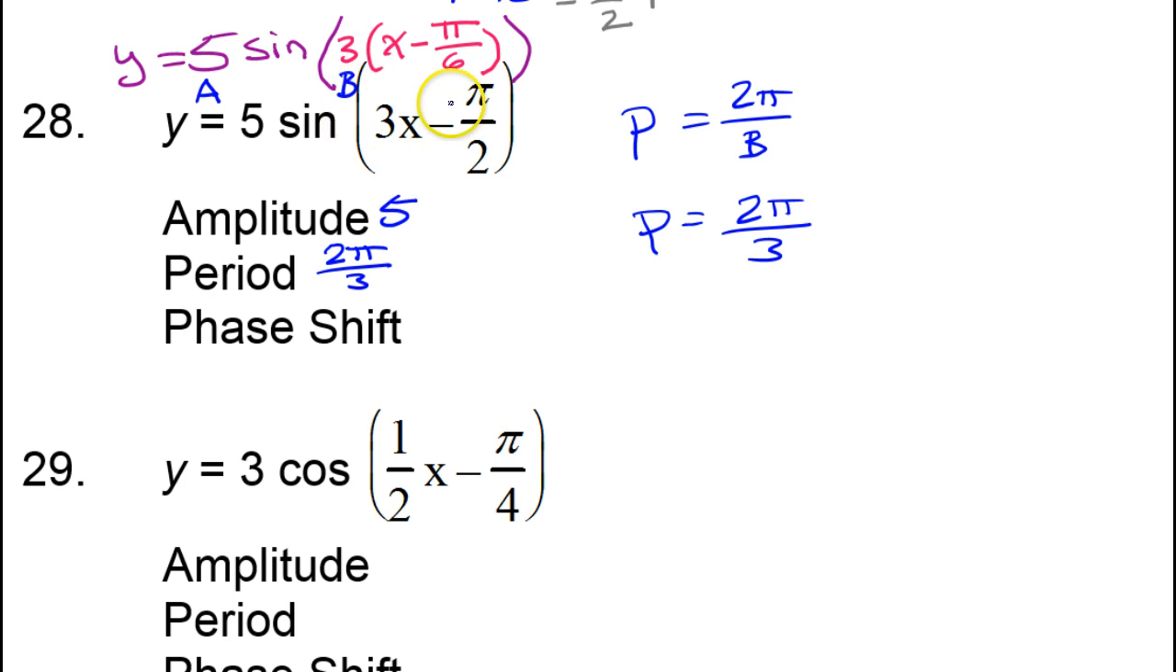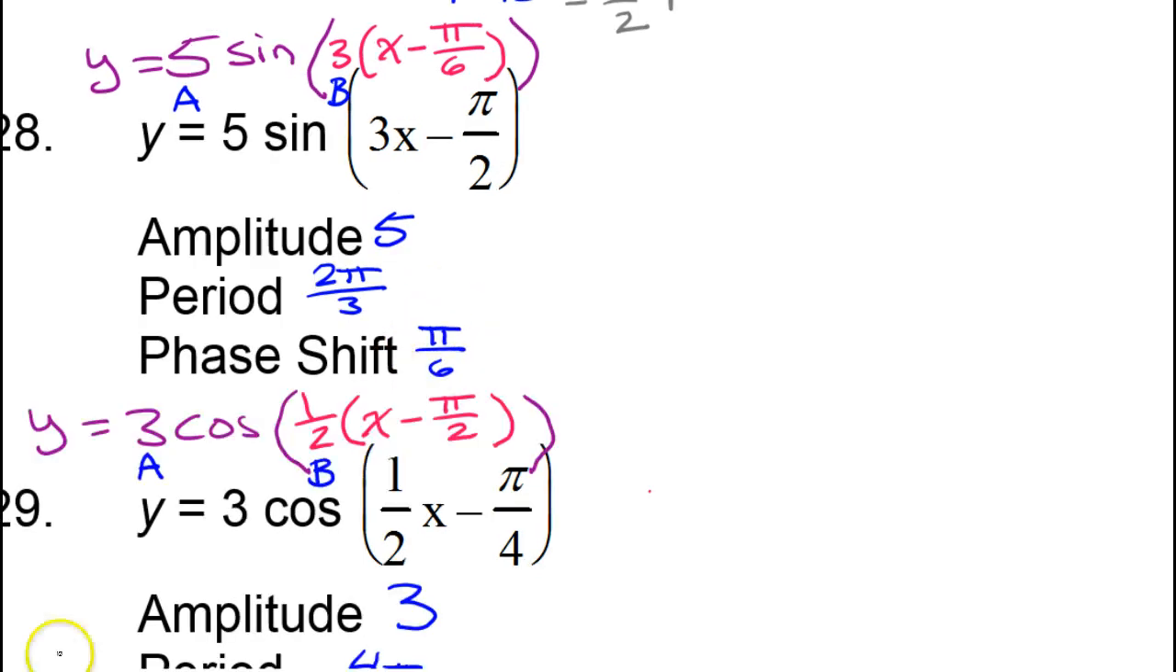Now the phase shift is pi over 6. Not pi over 2, pi over 6. Remember that the phase shift is going to be the opposite of what you see here. That's why, since it is negative pi over 6, the phase shift is actually positive pi over 6. The phase shift is super useful in constructing the graph because we can start drawing the graph at the phase shift. So make your first mark and put the phase shift at that mark.